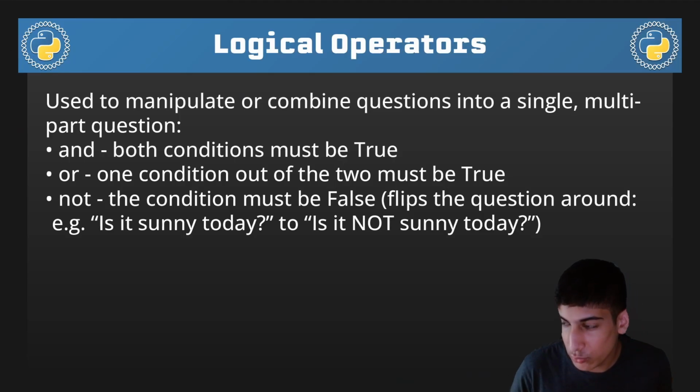So the final concept we'll be going over today is logical operators. These can be used to manipulate questions or change them, or combine questions into a single question which has multiple parts to it. So the three logical operators available in Python are AND, which checks if both conditions are true, OR, which checks if one condition out of the two provided is true, or NOT, which checks if the condition is not true. Or in other words, it flips the question around to provide the opposite result.